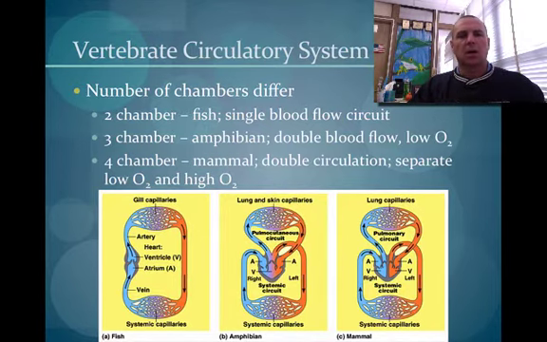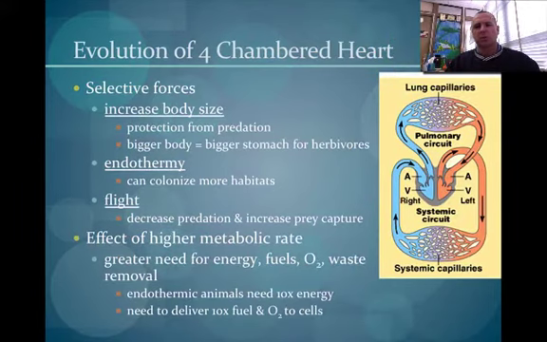Okay. Now, when we talk about the evolution of the four-chambered heart, the four-chambered heart is the most efficient, the most effective type of heart there is. We have selective forces that contributed to the four-chambered heart. You had increased body size. A bigger body meant they could have a bigger stomach for herbivores. This protected them against predation. The bigger you are, the less things you have to worry about.